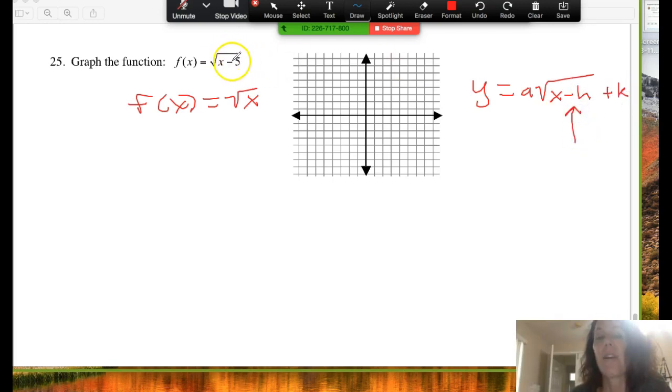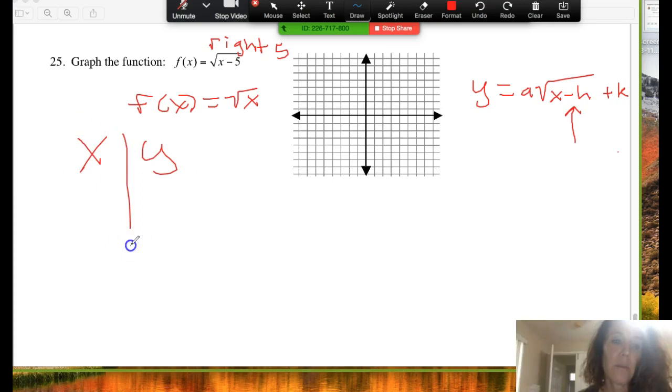If it's minus 5, I actually shift to the right 5. And the outside is your up and down, and it's straightforward. It's not the opposite. So this shifts this graph to the right 5. So if I know what this graph is, I can just move it to the right 5, or I can come over and just do this.